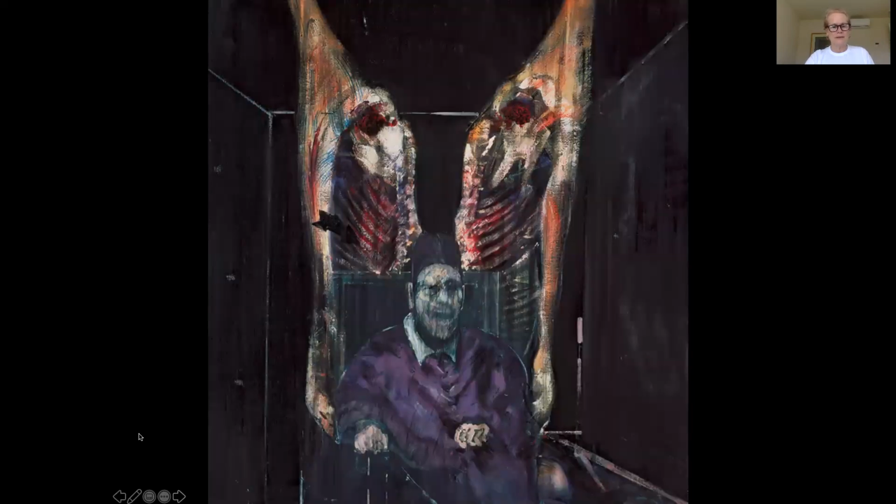This is an artist named Francis Bacon, a British artist. It's called Head Surrounded by Sides of Beef. He's another European who's reacting to the war. This head looks like a pope, and you can see that he's in a claustrophobic closet, surrounded by two sides of beef that have already been slaughtered and cut in half. So it's talking about the carnage of war and the kind of post-traumatic stress that all Europeans were feeling following the war.